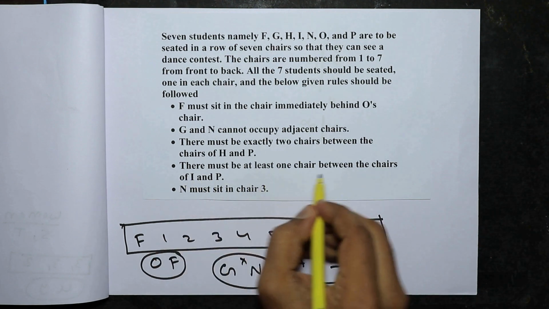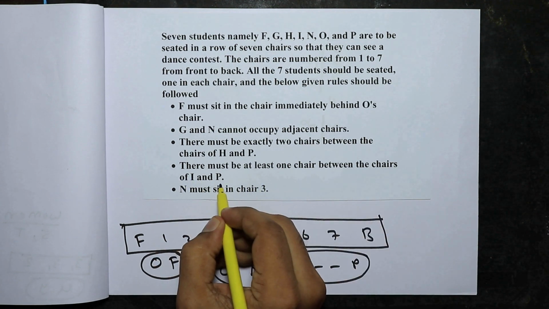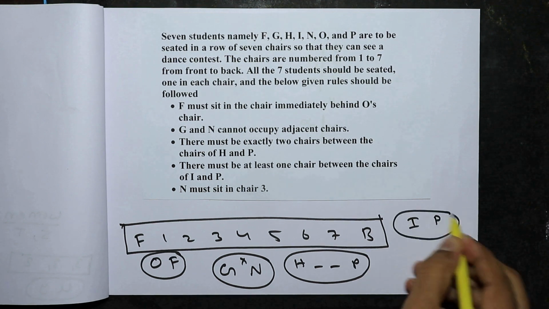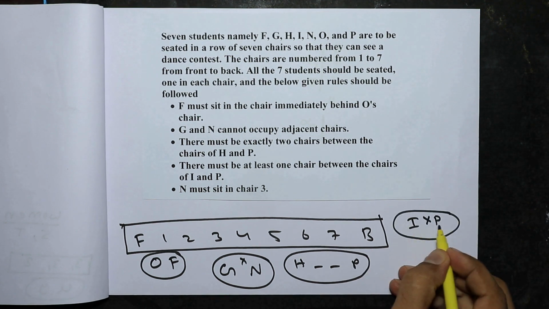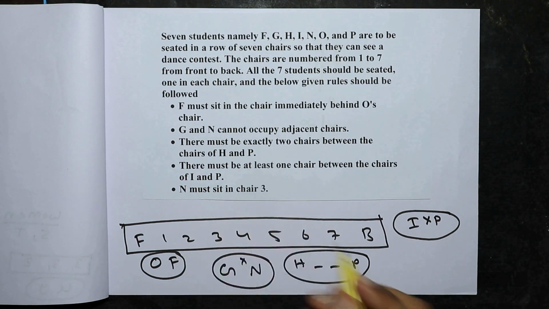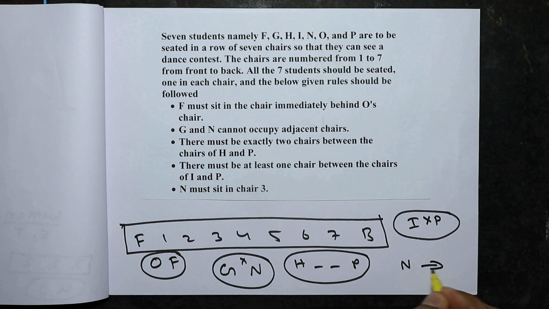There must be at least 1 chair between the chairs of I and P. So I and P, they cannot occupy adjacent chairs. And N must sit in chair 3. So N should be in 3. So now we have got all the rules. Let us start now.